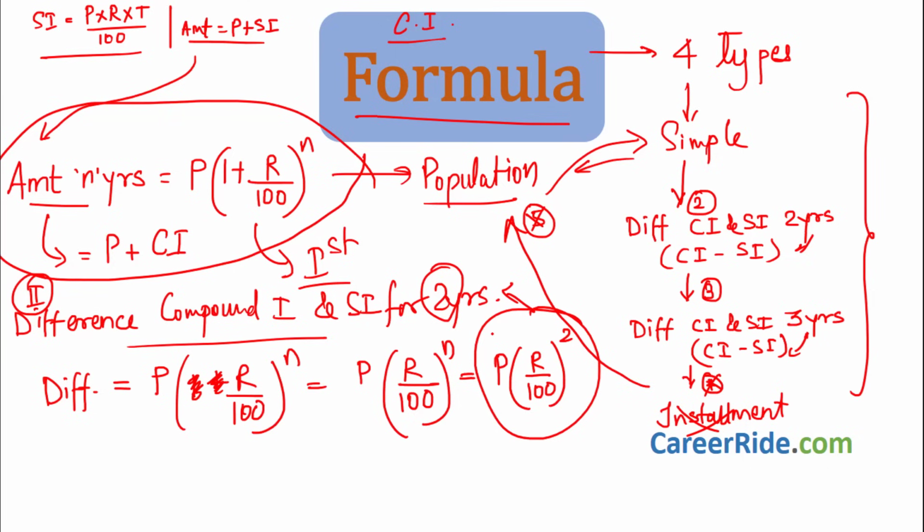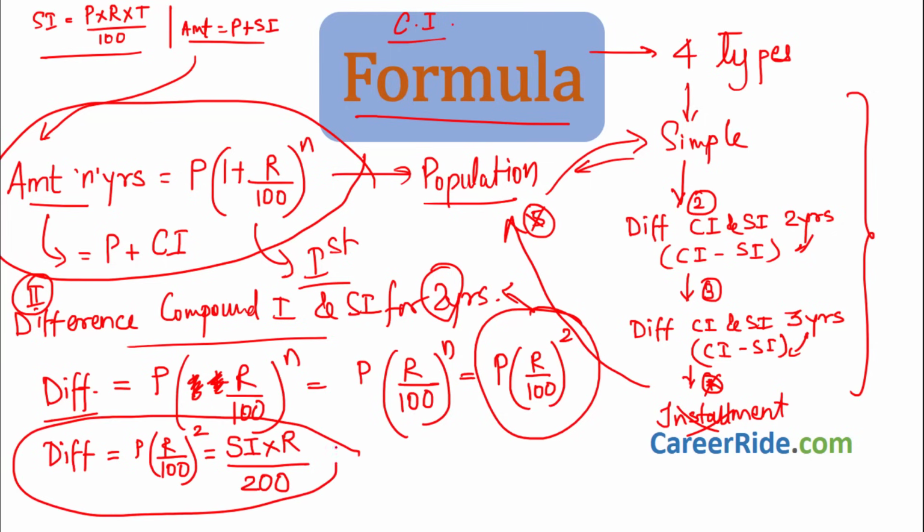We just have to remove 1 and the plus sign, and we just have to put in the number of years as 2. Once we know the principal amount and rate of interest, we can find out the difference between compound interest and simple interest. Now, this difference between compound and simple interest for 2 years is P into R upon 100 the whole square. This is also equal to, please remember this, simple interest multiplied by R, that is rate of interest, divided by 200.